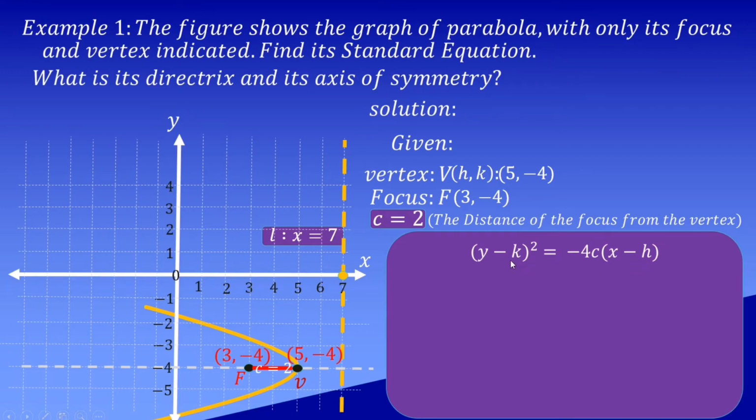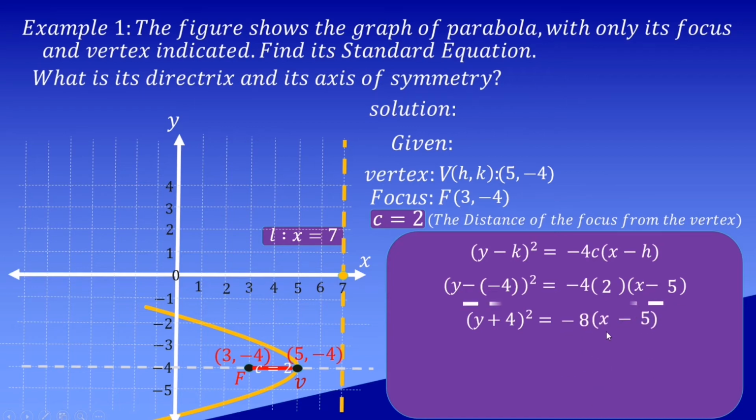So we have here the value of k from our vertex. So substitute, negative 4. Then we have the value of c, that is 2. And our h, again from the vertex, is 5. Then let's simplify. So it becomes (y + 4)^2, since negative times negative is 4. Then negative 4 times 2 is negative 8, multiplied by (x - 5). So this is our standard equation of the parabola when the parabola opens to the left.